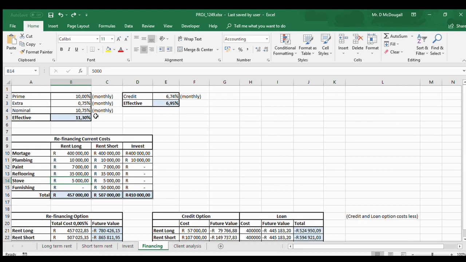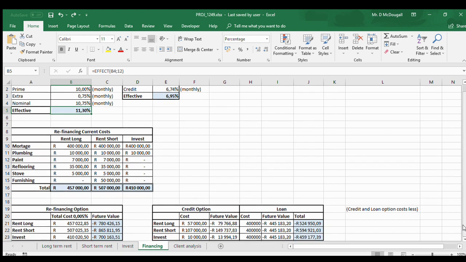The prime rate was retrieved from SARS's website as well as the credit rate. These two rates were then converted to effective rates, and they would be used later on in the refinancing option as well as the credit/loan option for each of the previously investigated options. The refinancing current costs were calculated for each of the rent short-term, rent long-term, and investment options, and these were then used to calculate the future values in conjunction with the effective interest rate that was calculated. The credit option was then used in conjunction with the costs and the credit rates of the credit that would be taken out, as well as the loan.